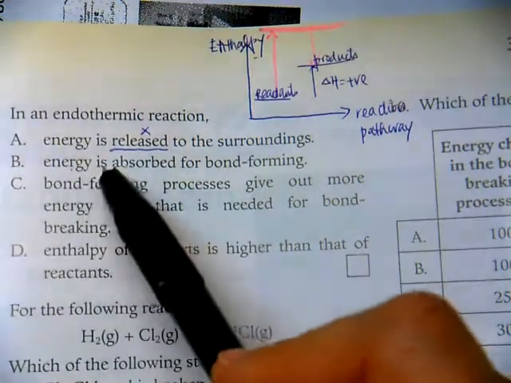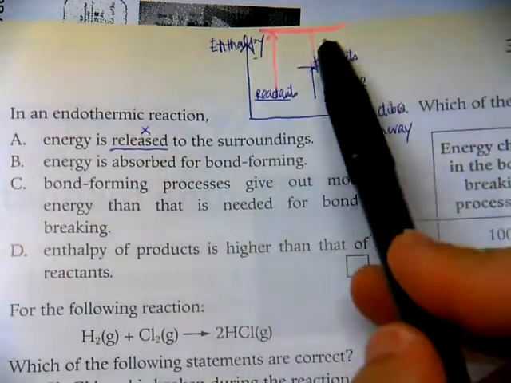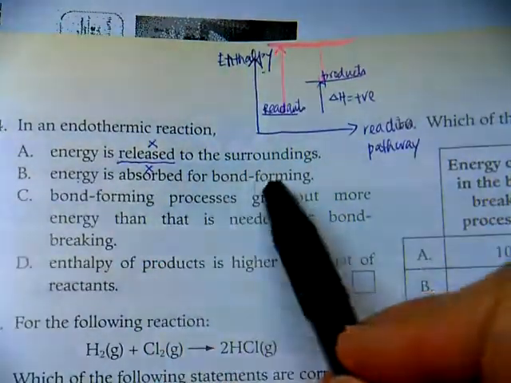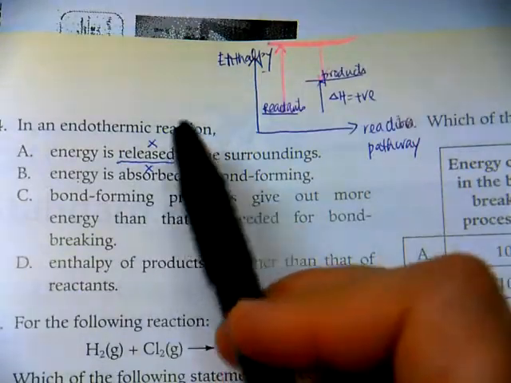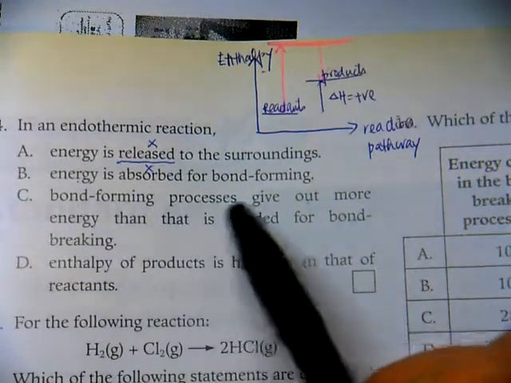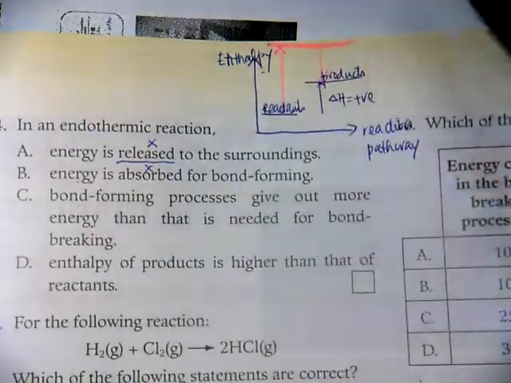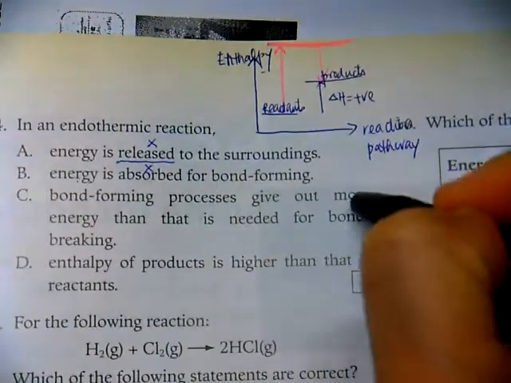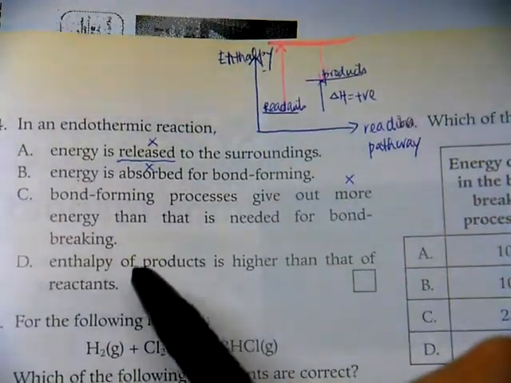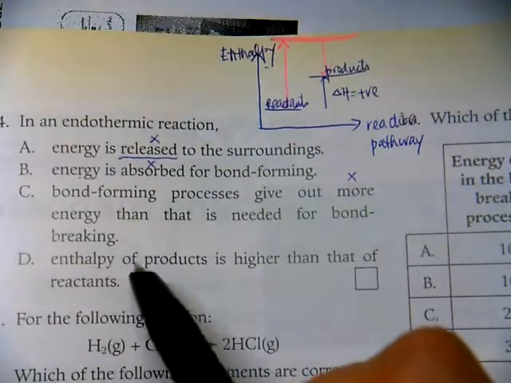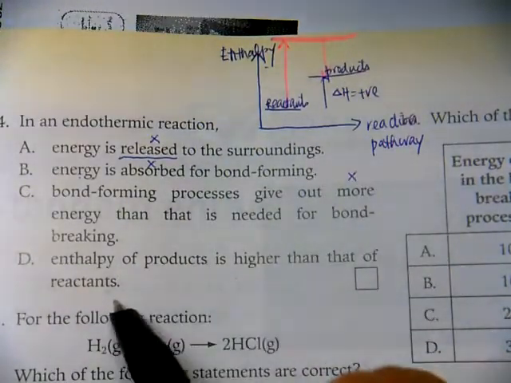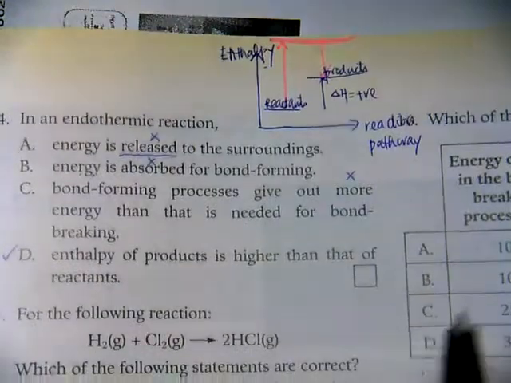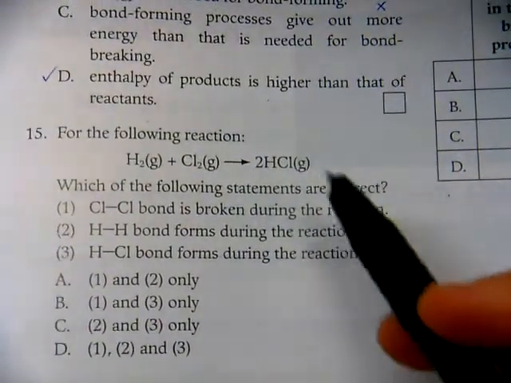B. Energy is absorbed for bond forming. Bond forming is an exothermic process. Therefore, in bond forming, energy is released. Therefore, it is wrong again. Bond forming processes give out more energy. Bond forming processes should give out less energy. It should be less, not more. Therefore, C is also wrong. Enthalpy of products is higher than the enthalpy of reactants. So obviously the answer is D. Can you follow?